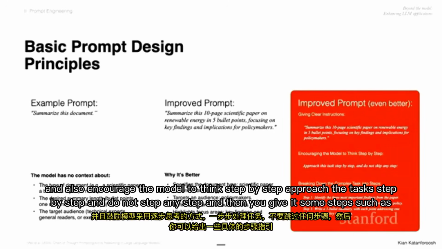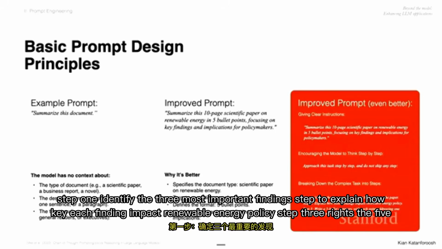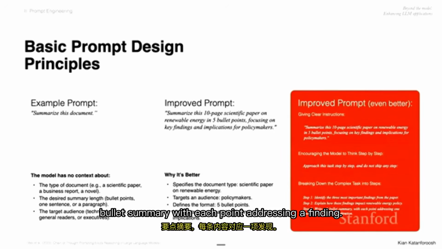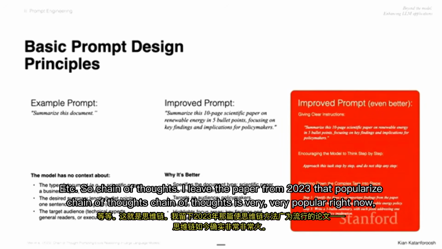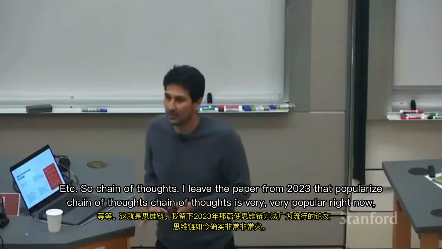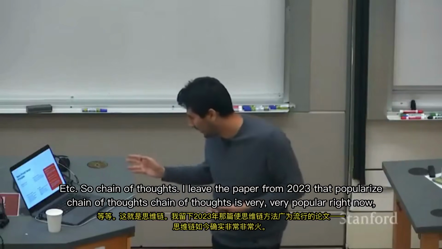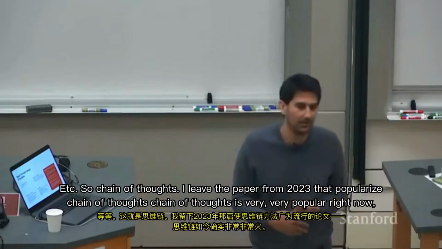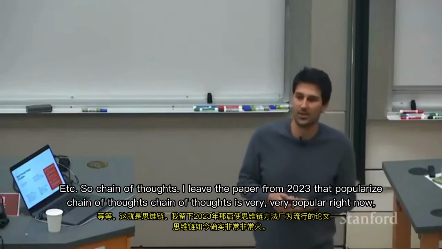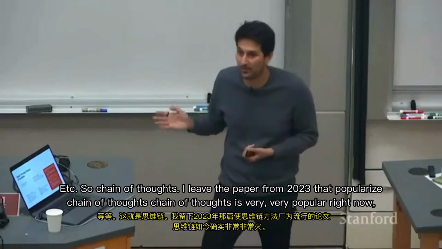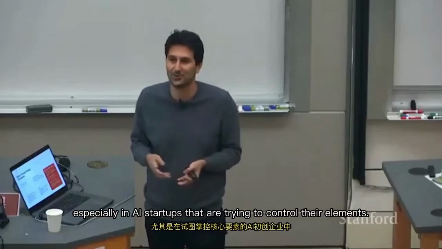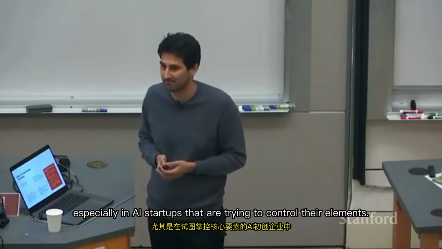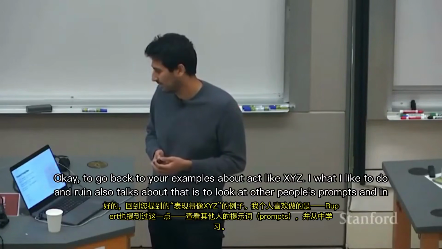And then you give it some steps, such as step 1, identify the 3 most important findings. Step 2, explain how each finding impacts renewable energy policy. Step 3, write the 5-bullet summary with each point addressing a finding, etc. So, chain of thought. I linked the paper from 2023 that popularized chain of thought. Chain of thought is very, very popular right now, especially in AI startups that are trying to control their LLMs.